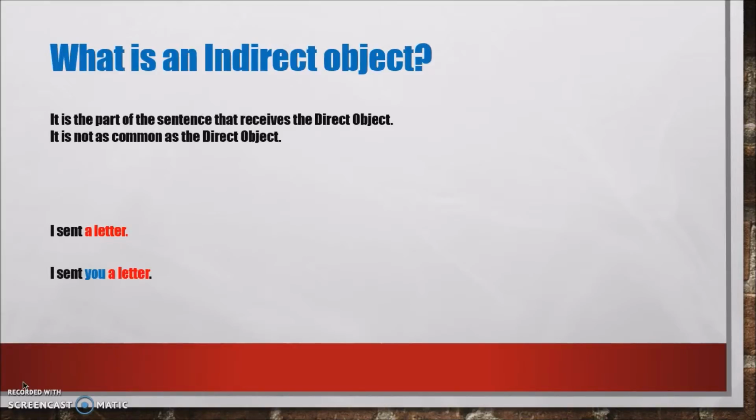For example, I sent a letter. As we saw, a letter is the direct object. Why? Because it answers the question, what? I sent what? A letter. And then we have the same sentence, but adding an indirect object. I send you a letter. You is the indirect object because it answers the question to whom. I send a letter to whom? To you.